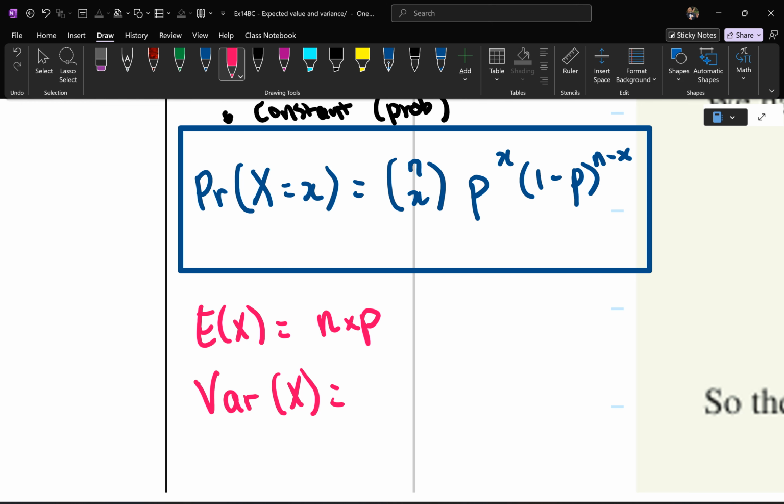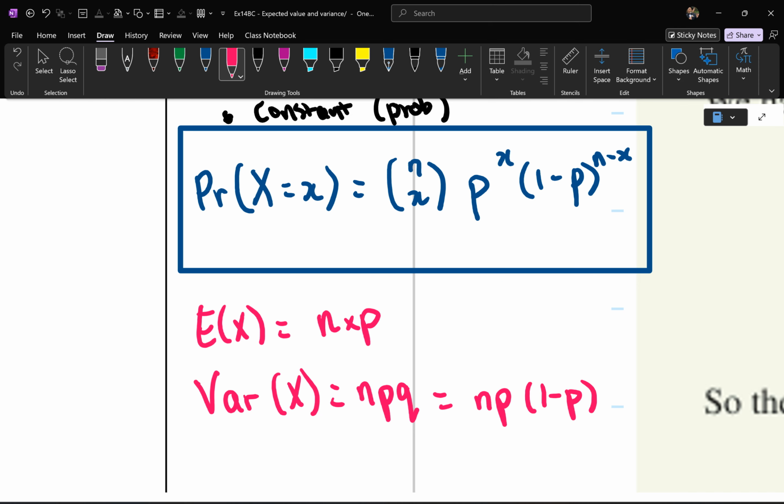These will all be in your formula sheet, but it's good to know so when you solve the problem, you remember. np times 1 minus p. They normally say npq. I don't think they write that in your exam, but if they do, the q is the probability of failure. So p is success, q is failure. So we then write np times 1 minus p.